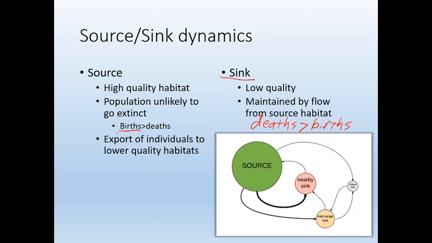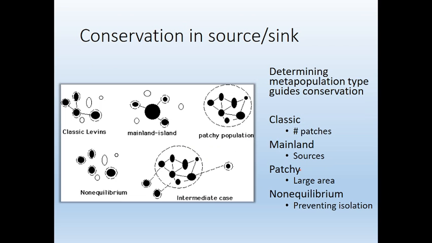So this is an inherently unstable system, right? You can't have a stable population if deaths are more. So in a sink population, what you have is a flow of individuals from the source to the sink, such that the sink population is maintained only because of that flow from the source. So when we think about conservation and these source-sink dynamics, determining the metapopulation type is really, really important.